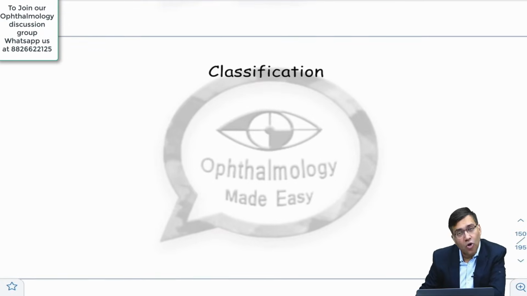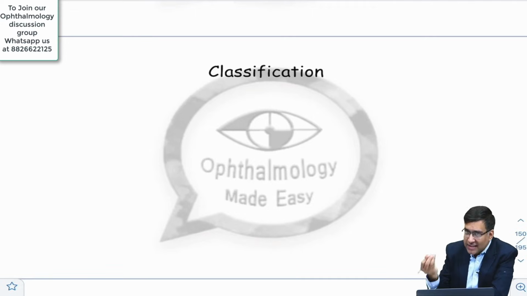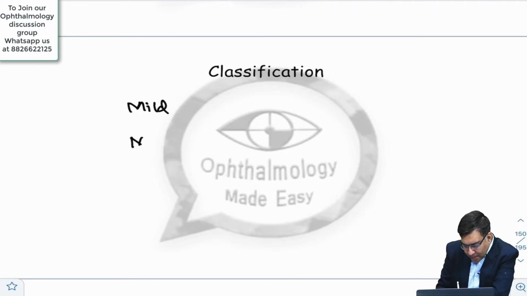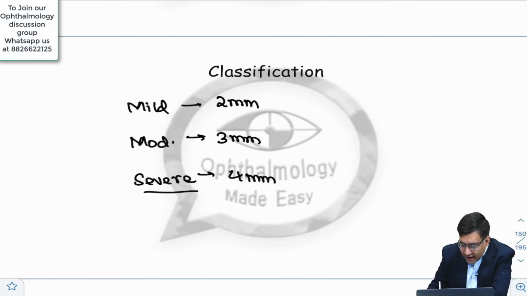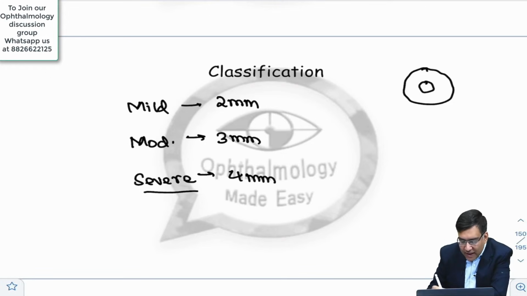Okay, so let's talk about classification. So classification basically is mild, moderate and severe. Mild is around 2 millimeter, moderate is around 3 millimeter and severe is around 4 millimeter. Now what actually does this mean? Now this means that, let's say this is my cornea, okay, and we have a pupil in the center.